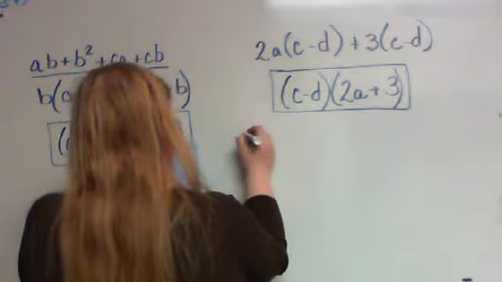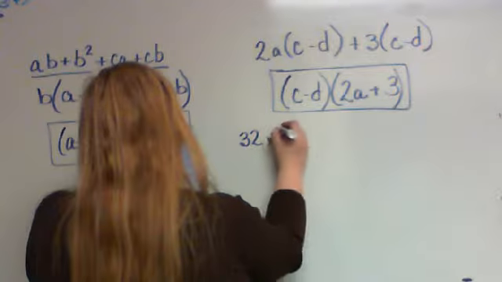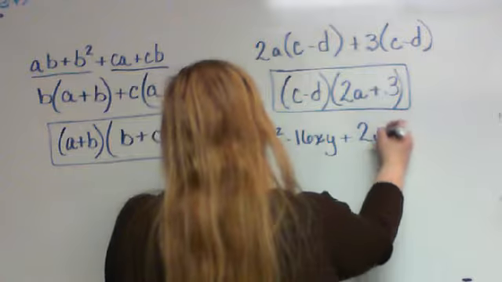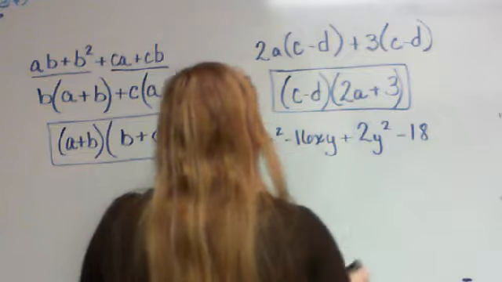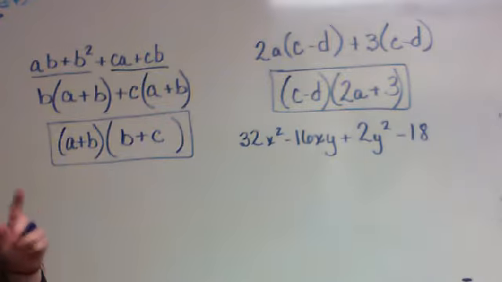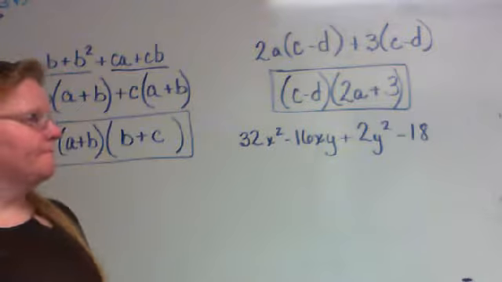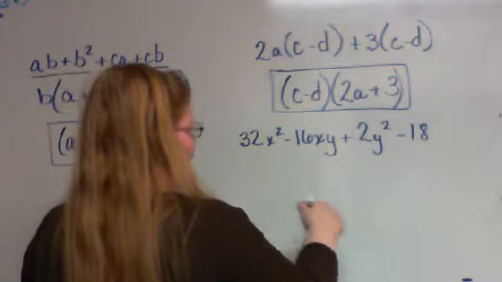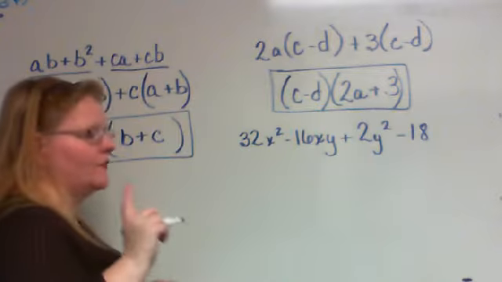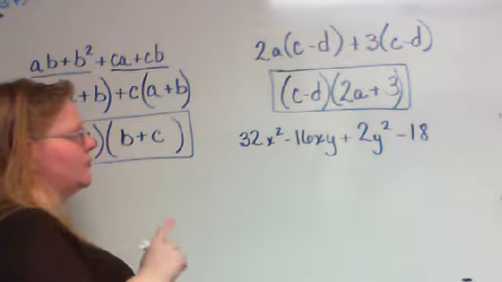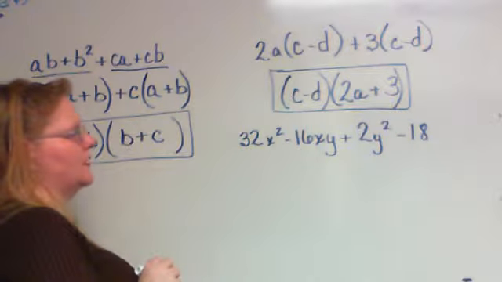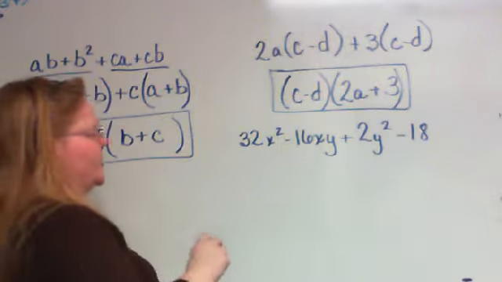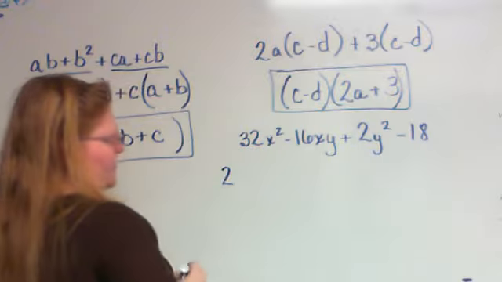One more problem I want us to look at. This one. I want you to pause the tape and try it. Okay, so when we're doing this, we're supposed to see if there's a GCF. Is there a number that goes into all of this? There is. 2 goes into everything. So I need to start by taking a 2 out.